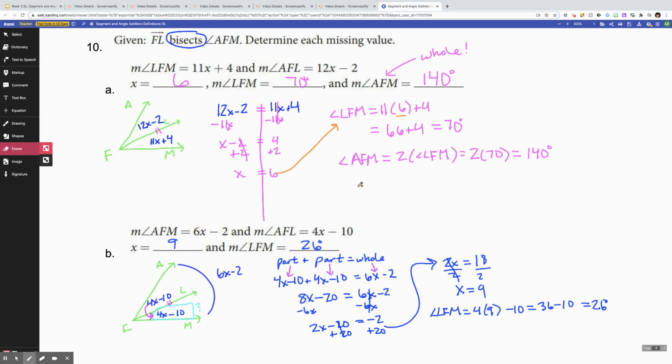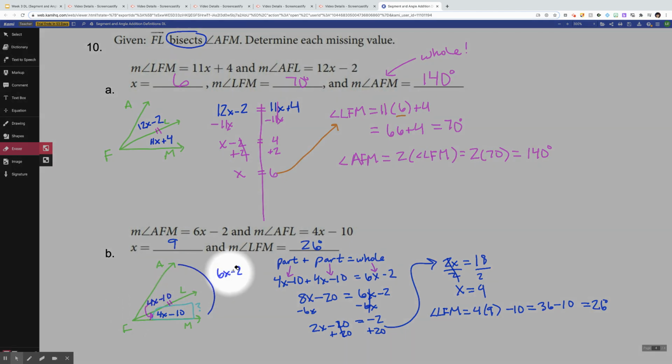Let's look at part B here, which is the same drawing, but with different expressions, different numbers, okay? So in this one, they have angle AFM, which is the big one, the whole thing, equals 6x minus 2, and AFL equals 4x minus 10. So when I originally drew this, down here at the bottom, all I had was the 6x minus 2, and that AFL is equal to 4x minus 10. But because I have that magic word bisect in there, right, I didn't have LFM.